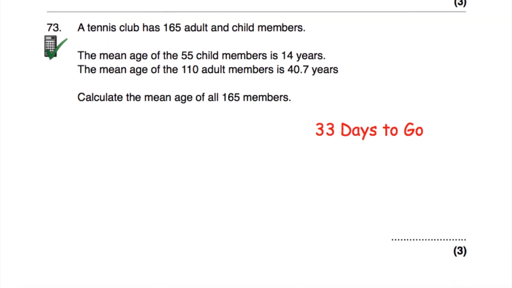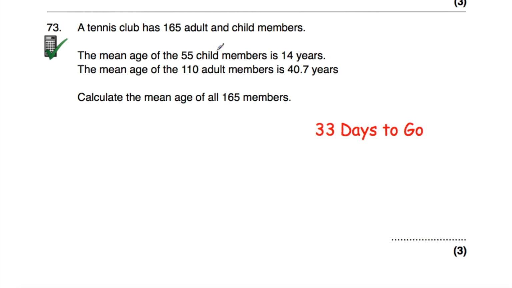Question number 73. So question number 73 is on the combined mean. We've got a tennis club that's got 165 members. They're adult and child members. And the mean age of the children is 14 years. And the mean age of the adults is 40.7 years. And we've been asked to calculate the mean for all 165 members.